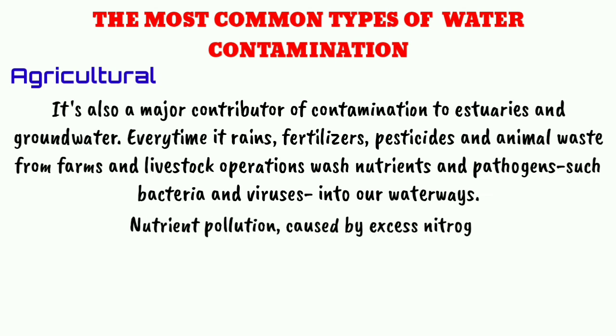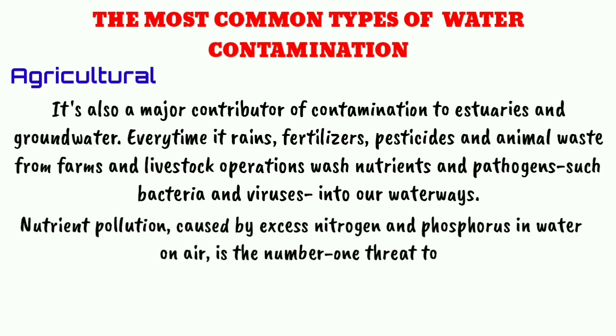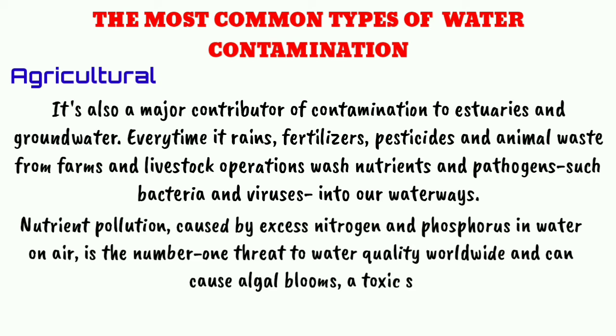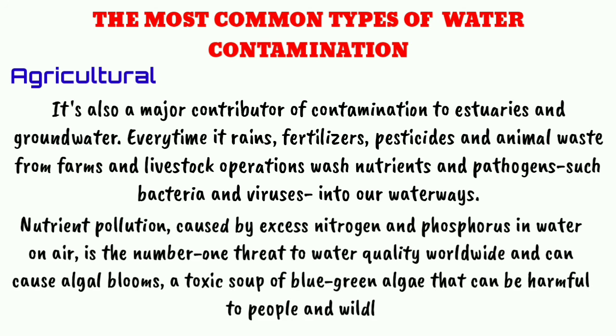Nutrient pollution caused by excess nitrogen and phosphorus in water and air is the number one threat to water quality worldwide and can cause algal blooms, a toxic soup of blue-green algae that can be harmful to people and wildlife.